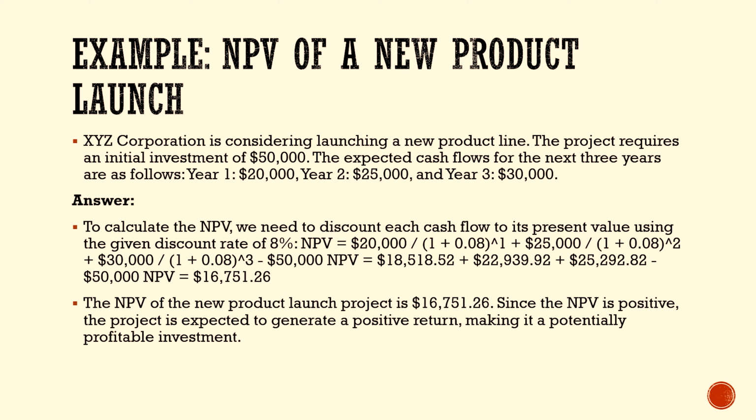How much would one get? One gets $16,751.26 as an NPV. Therefore, the NPV is positive, which means that the project is expected to generate a positive return, making it a potentially profitable investment. Therefore, company XYZ should totally go for this investment.